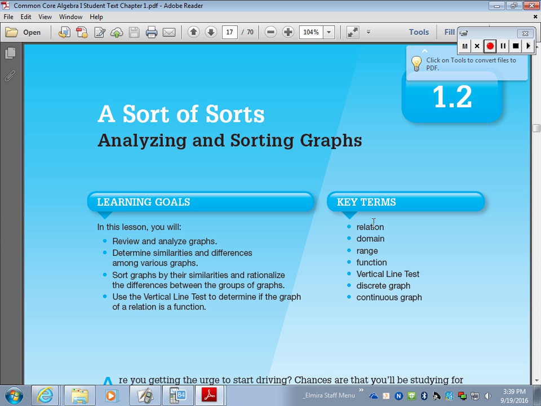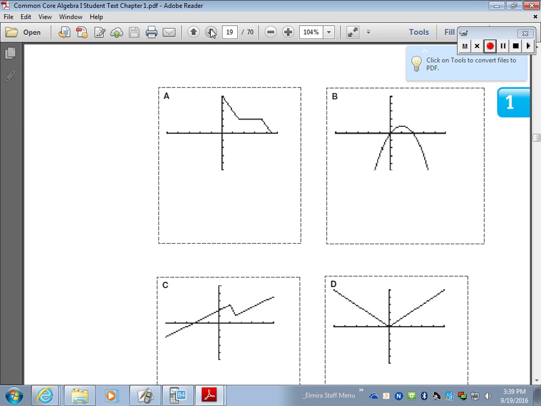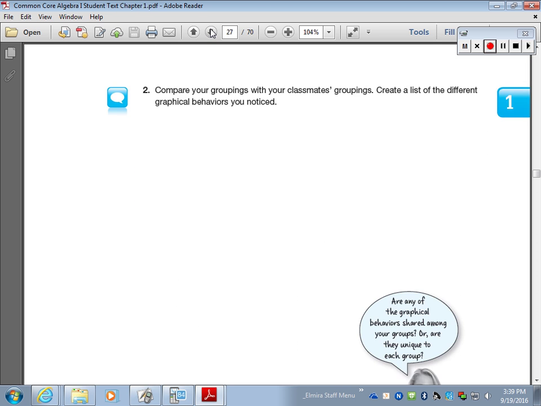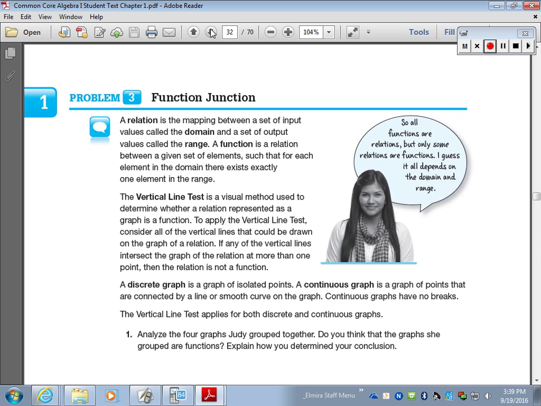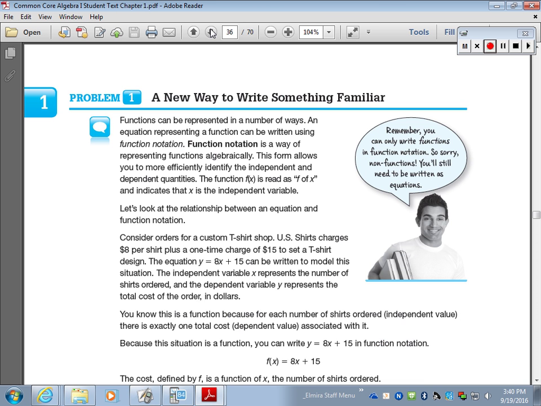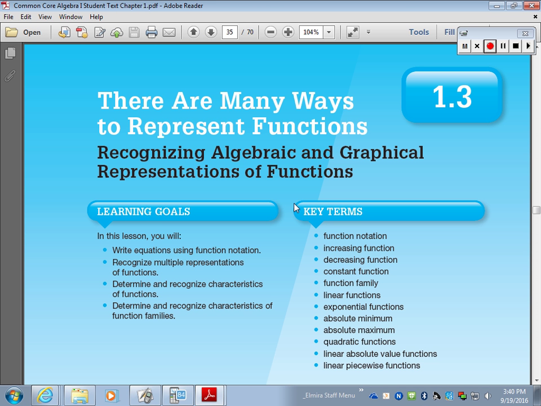More key terms that you need to know. And more key terms that you need to know. Okay? I will tell you that the quiz does not have every vocabulary word in it, but I'm not going to tell you which ones it does.